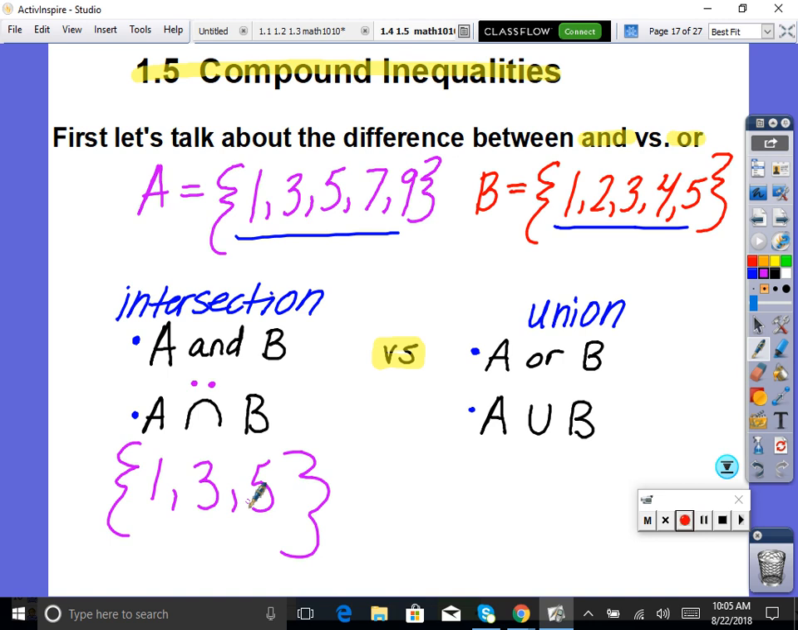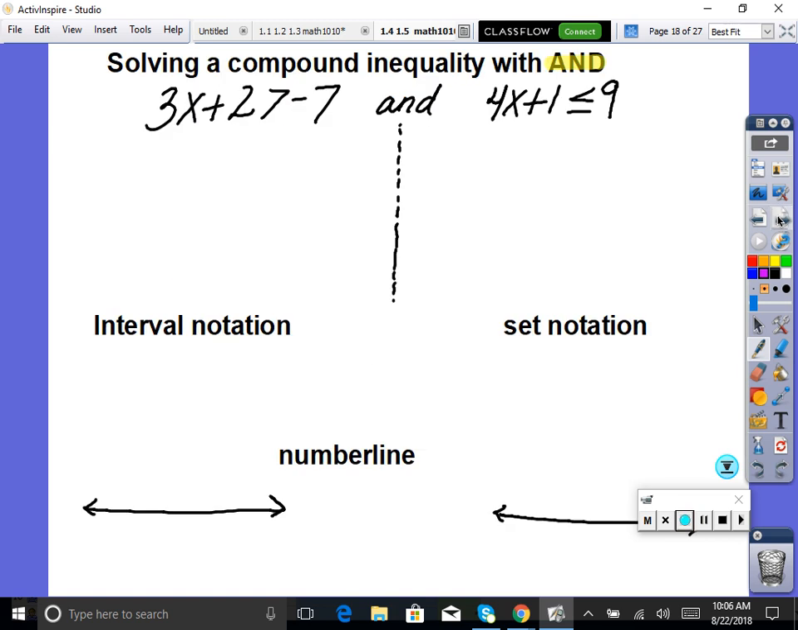Does that make sense? Okay, union is friendly. Everybody gets to join. Anybody and everybody from each side. So guess what gets to come? 1. We don't need to write it twice. 2 gets to come. How about 3? How about 4? 5? What else? 9. Everybody gets to come. Union. United. They're united. Okay, cool. So that's what "and" versus "or" is. "And" is picky, "or" is friendly.